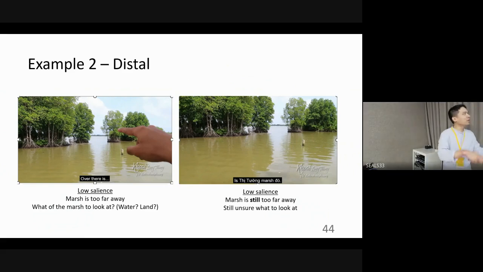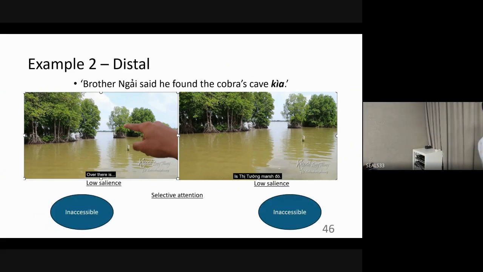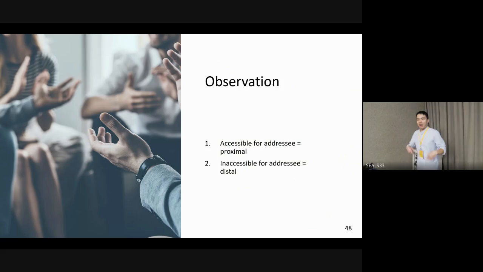The reason why it remains low is because there's really no selective attention upon it. There's no zooming in, there's no gesture. And when we put them together, we see that the referent remains inaccessible throughout this entire referring event. So the observation so far is that proximal particles are used when referents are accessible, and distal are used when referents are not accessible to the addressee.